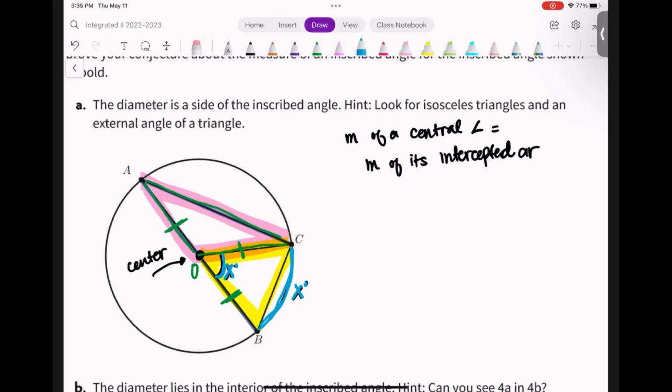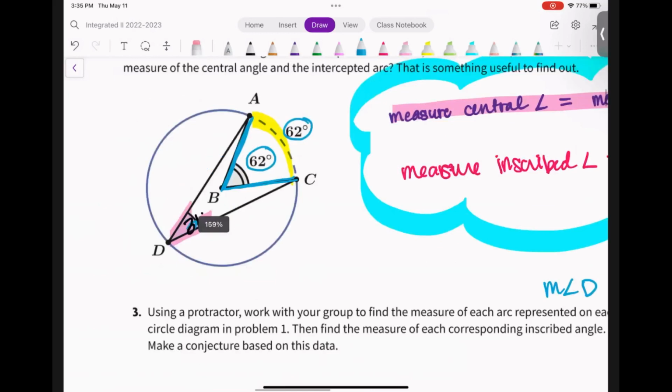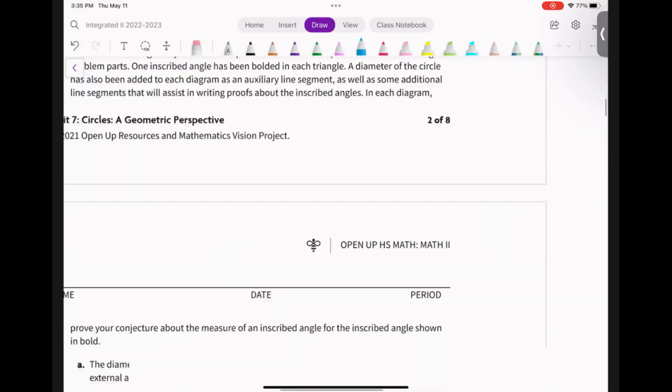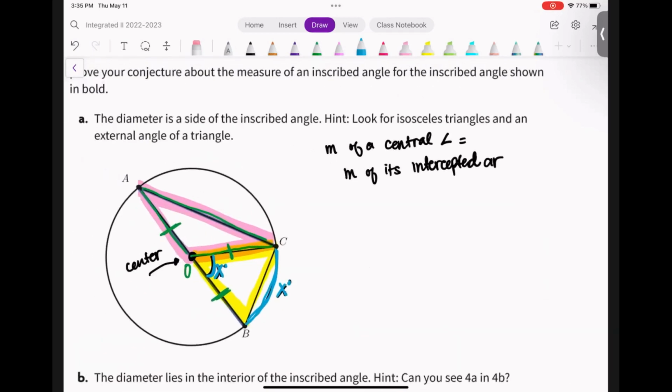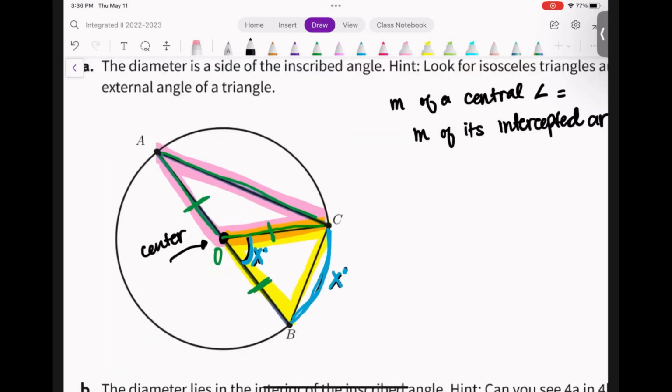Okay, now they want us to prove our conjecture. If you remember from earlier, our conjecture was that the measure of an inscribed angle, right here, is equal to half of the measure of the intercepted arc. Oops, I never put the C on this one. The first thing that I noticed, since there's a lot going on in this diagram, is that I remember from our isosceles triangles that the base angles, meaning the two angles opposite your congruent sides, are congruent. So that angle is congruent to that angle, and this angle is congruent to this angle.